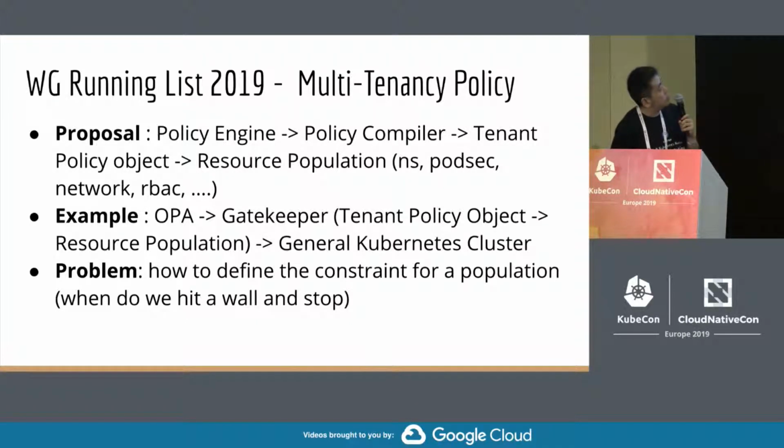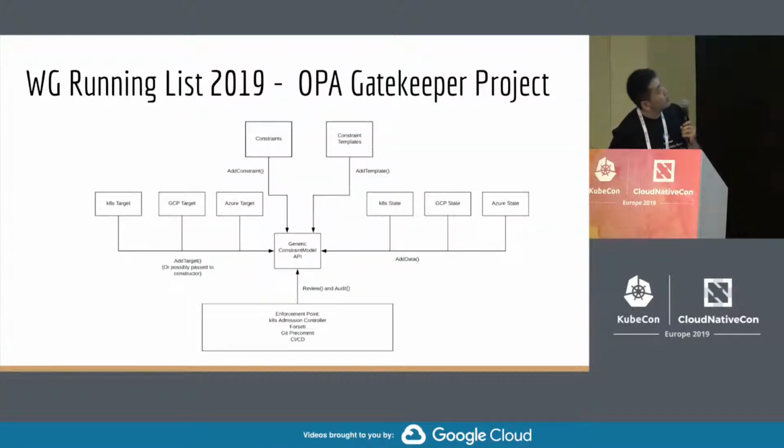The problem is still how to define the constraint for a population, because one of the difficulties for multi-tenant policy is when you hit a wall of the tenant, between the tenants. Okay. Gatekeeper is hosting OPA, but it's developing a Kubernetes CRD solution for policy controller.